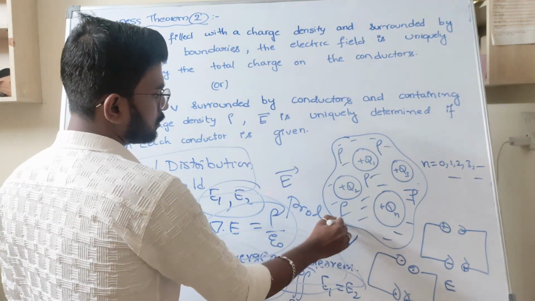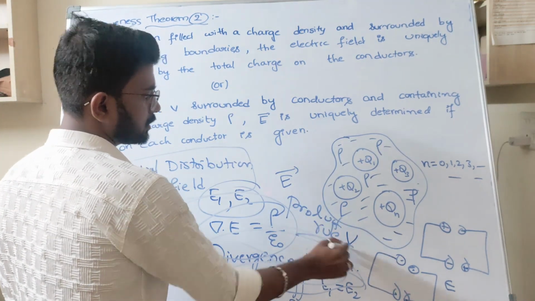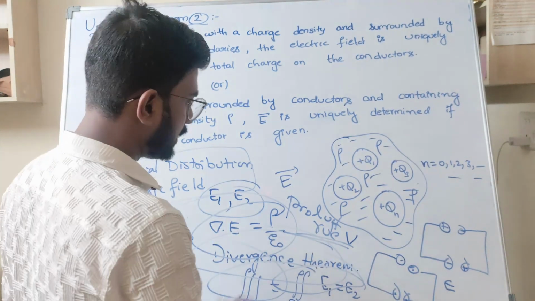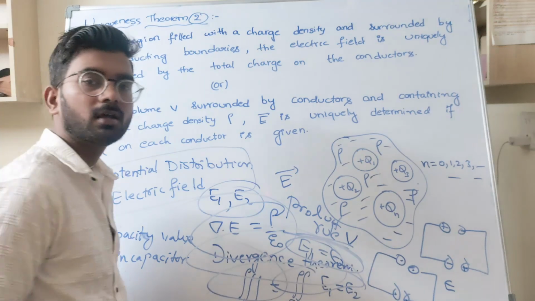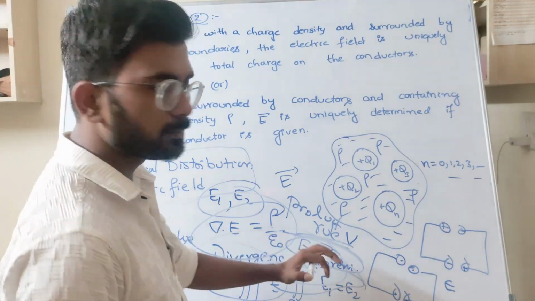I apply the product rule to that proof. So finally I will get E1 is equal to E2. That is the proof for this.